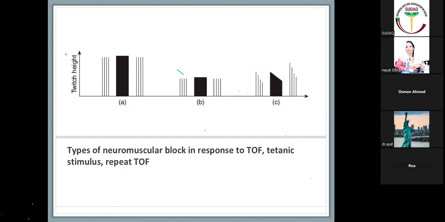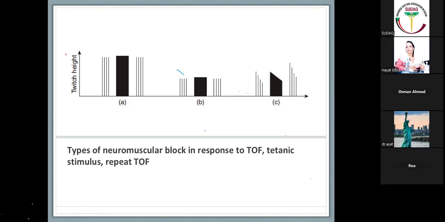We call it tetany because you give a supramaximal frequency, more than 30 hertz, usually you give 50 hertz. The one on the right side in figure A is the post-tetanic stimulation. So there is no muscle relaxant in A. In B, there is partial depolarizing block, which is like succinylcholine. So the height of the twitch is low, okay.